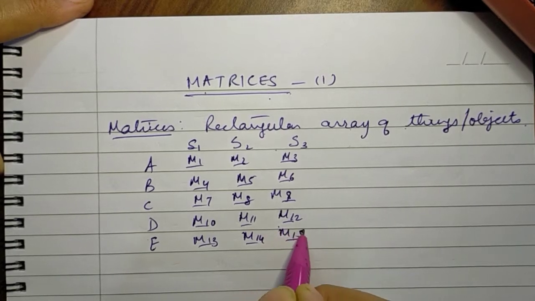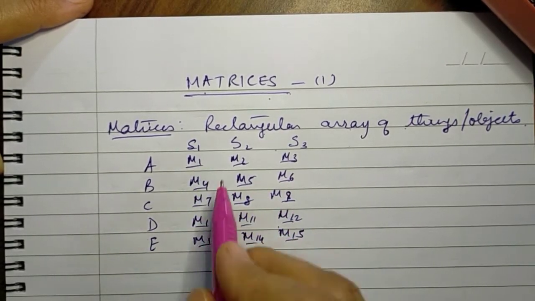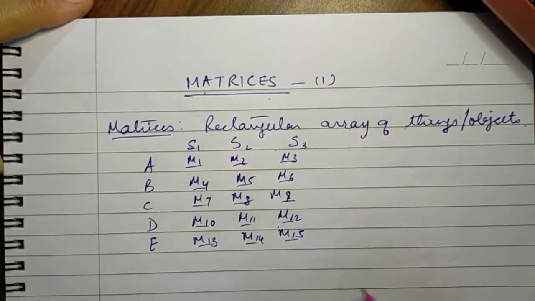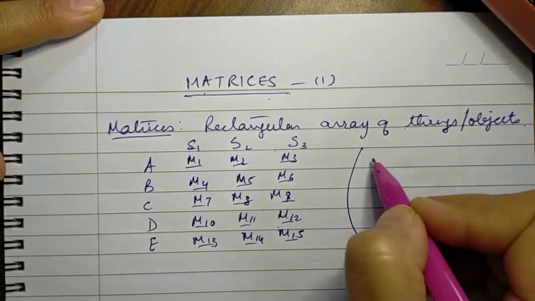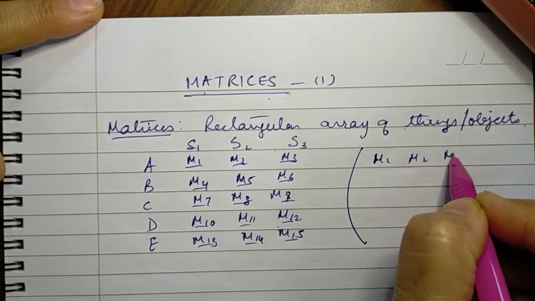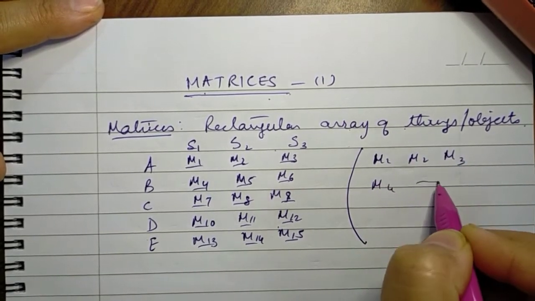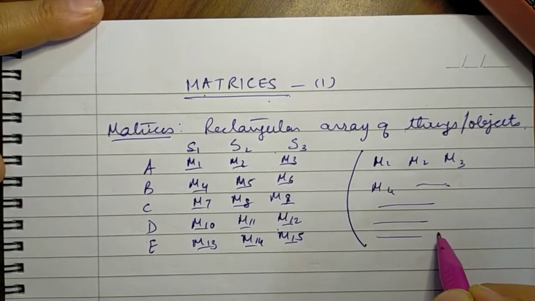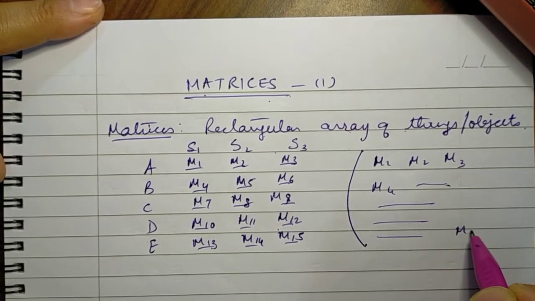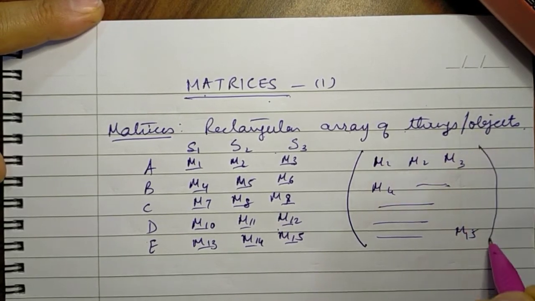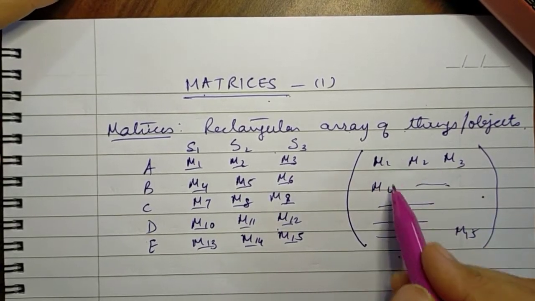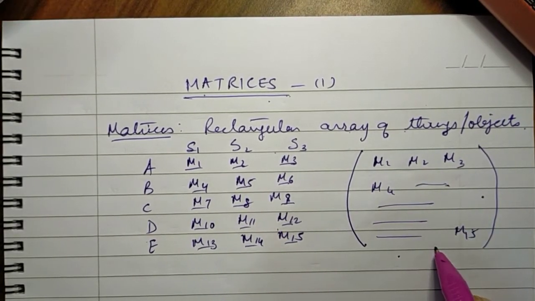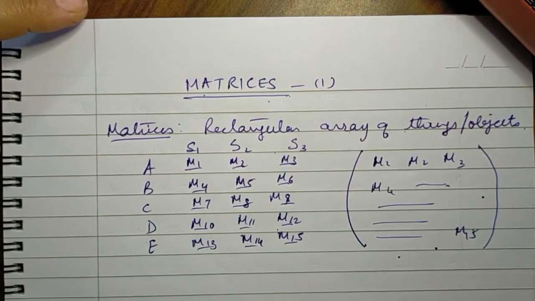14, 15. So instead of writing it like a table and separating them by commas and columns and rows, we could just simply write M1, M2, M3, M4 and so on, going in this manner, and towards the end you write M15 and enclose them within small brackets or square brackets. So it's a rectangular arrangement which is called a matrix.